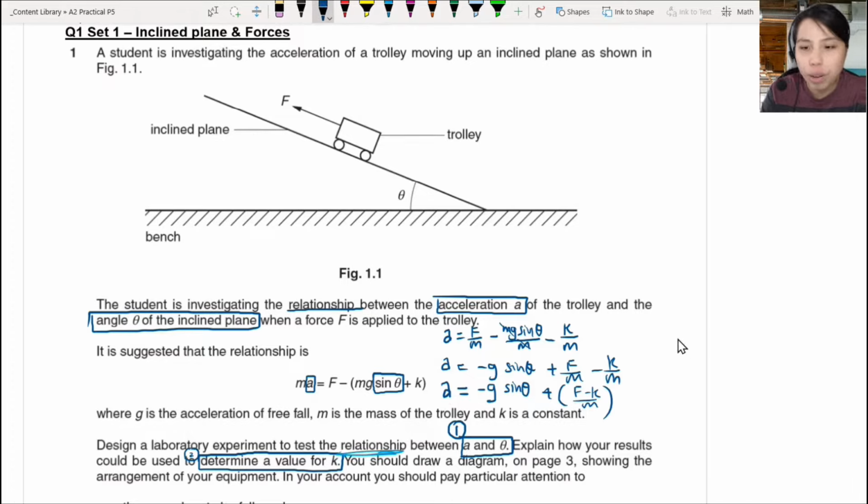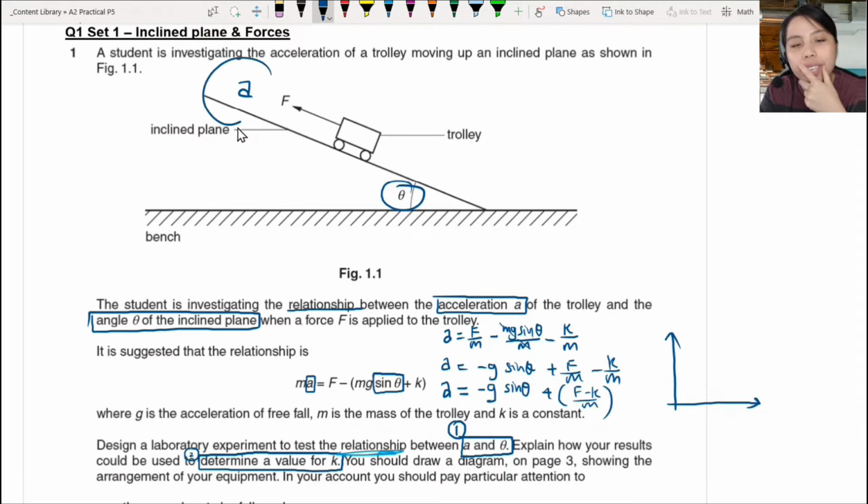So we need to plot. What do we change? Hey, what do you all think? Should we change theta and measure acceleration? Or change acceleration and measure theta? Which one to change and see the effect? What shall we change? Think, if you're in the lab, you want to see how these two affect each other.